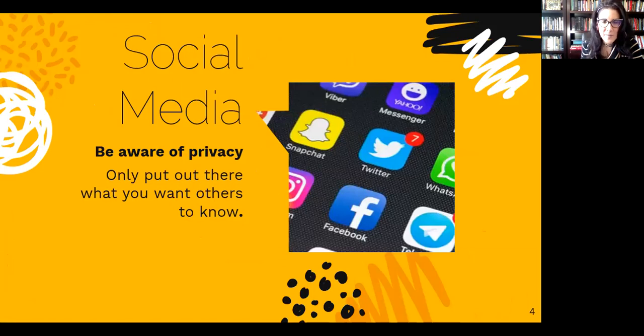Social media, we do need to be aware of our privacy on social media. It can affect interpersonal communications. If we put up things that are harsh or mean, we might be causing harm to some other people in a different circle. But also, the book talks about how people have gotten fired from whatever's going on in their social media. So just be aware, put out there what you want others to know.